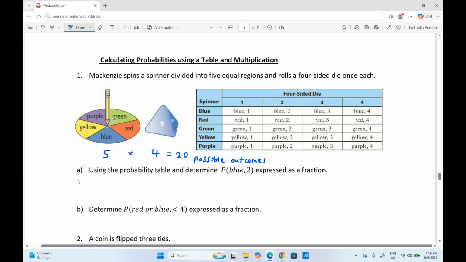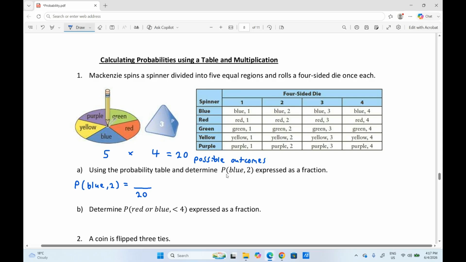Now, to answer question A, using the probability table, let's determine the probability of getting blue and rolling a 2. So in this case, the probability of spinning the spinner and landing on blue and then rolling the dice and getting a 2. Now we know the denominator is the total possible outcomes, so it's going to be out of 20.